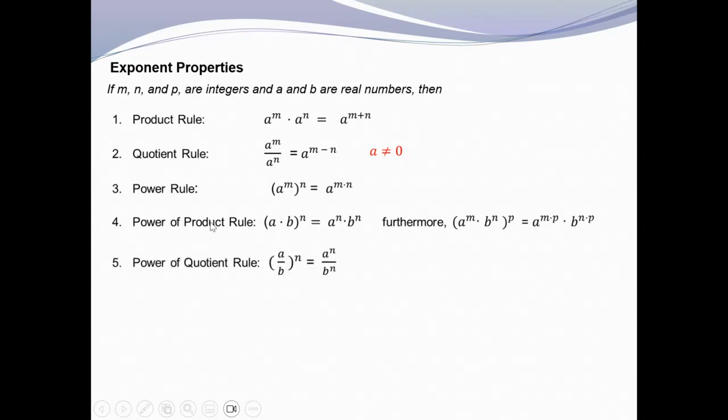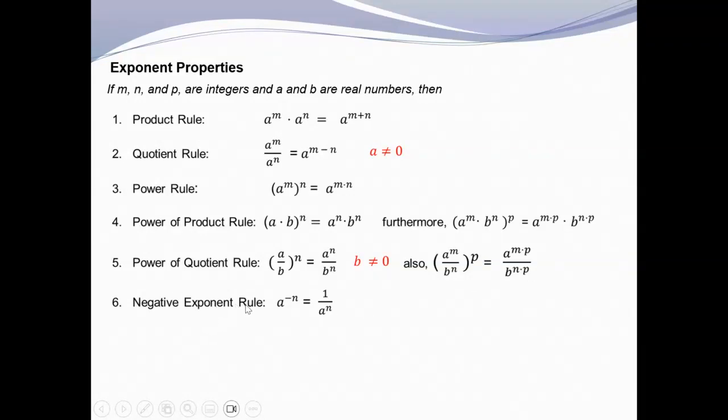This is called the power of a quotient rule. If you have a divided by b to the n power, it's going to be the same thing as a to the n divided by b to the n. And b cannot be zero because if b is zero, the expression will be undefined. Also, if you have parentheses, a to the m divided by b to the n, all raised to the p power, then it's going to be a to the m times p divided by b to the n times p.